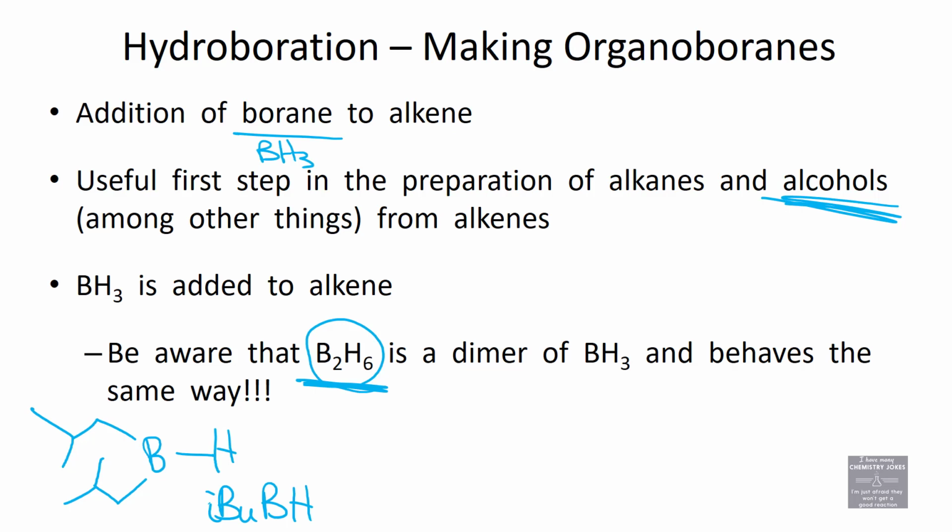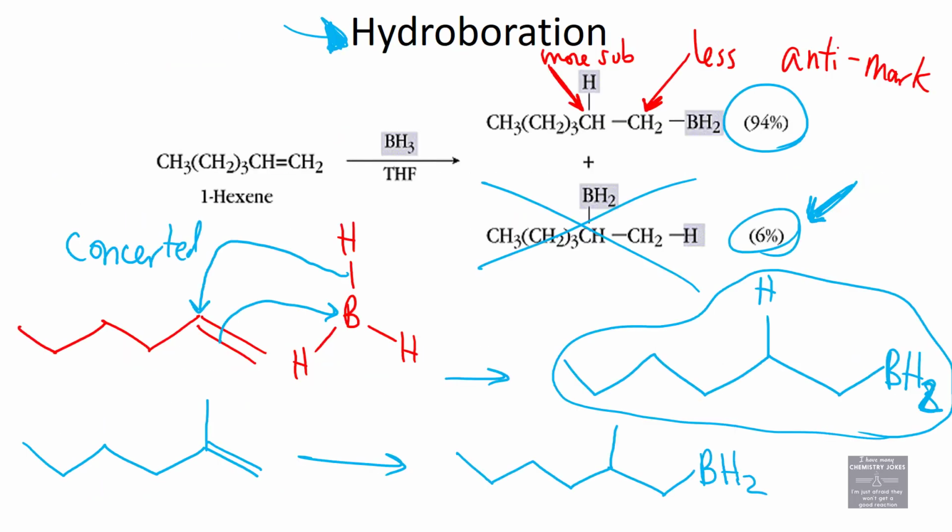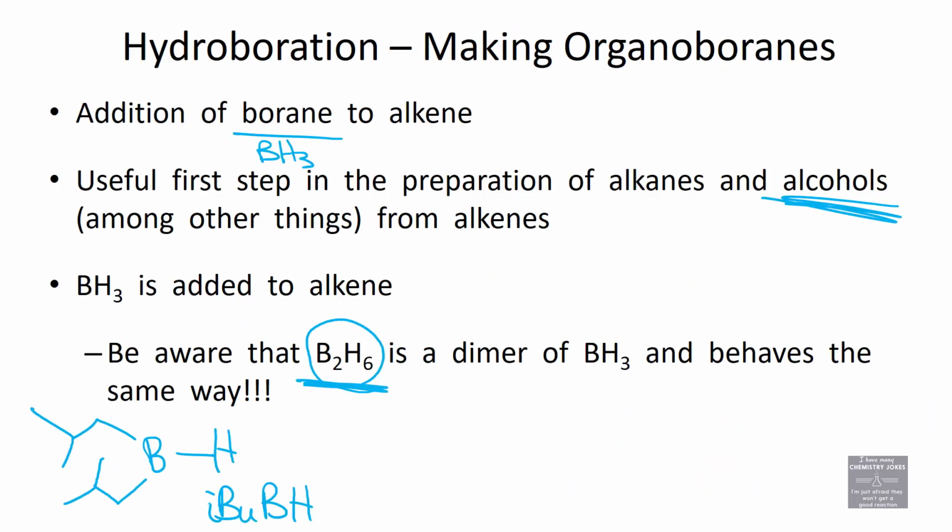Why might you want to make the boron more bulky? Well, the more bulky this boron group is, the smaller this percentage becomes. So if you make the substrate, the alkene, more bulky, you get more of the anti-Markovnikov. But also, if you make the boron thing more bulky, you get more of the anti-Markovnikov stuff. But we're going to say it always makes anti-Markovnikov anyway.